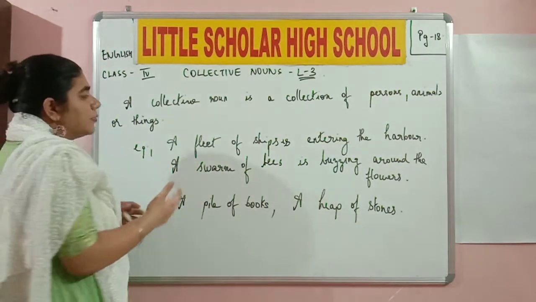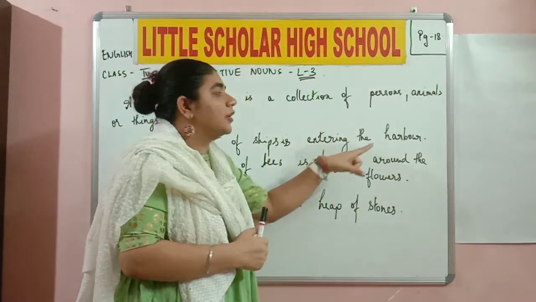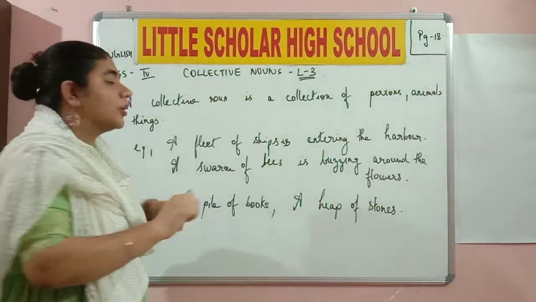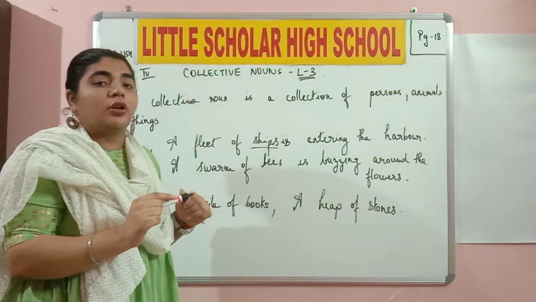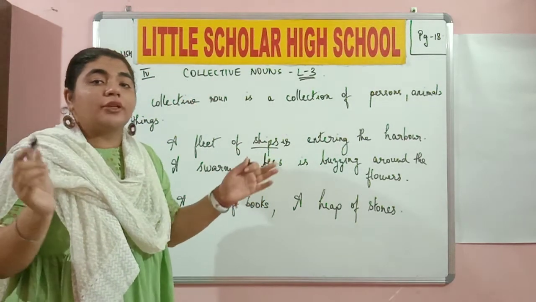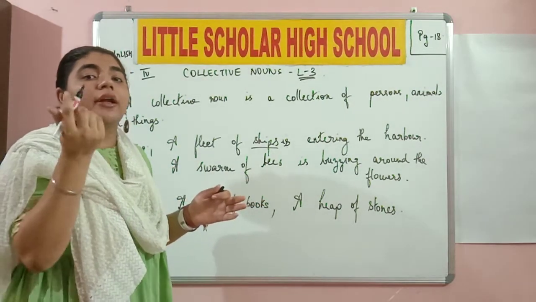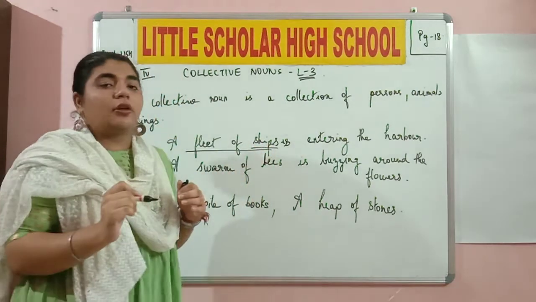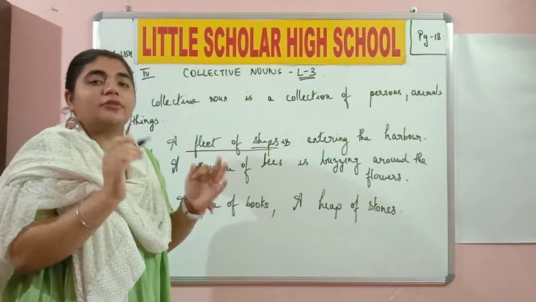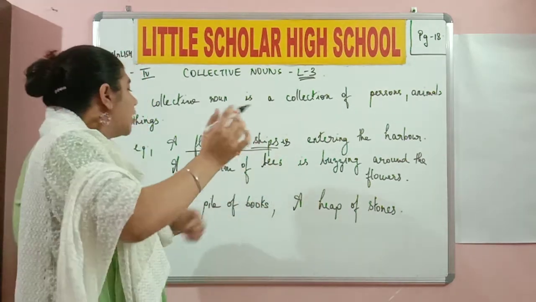Let's look at the examples given in the textbook over here. A fleet of ships is entering the harbor. What is the noun over here? Ships. It is a plural noun, yes or no? So there were too many ships, yes or no? That is why I have given them a collective noun called fleet of ships. What does the phrase fleet of ships denote? It means that there are too many ships which are entering into the harbor.